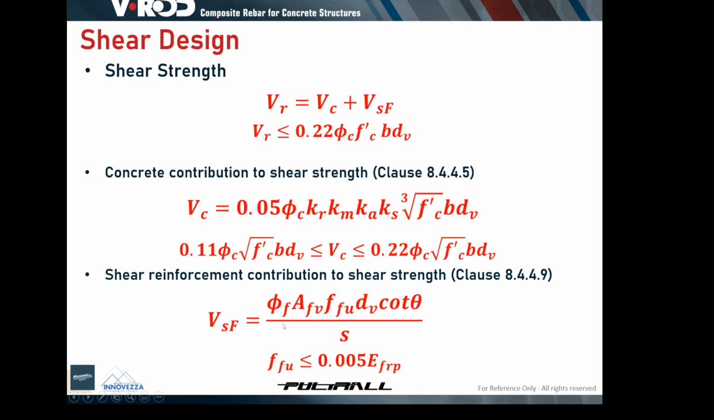Again, this is the same equation as for steel shear reinforcement, except that FF ultimate is limited to the tensile strength of the bent portion of the bent bars of the stirrups, or should be less than or equal to 0.005 of the modulus of elasticity of the GFRP reinforcement. This is to avoid cracking of the concrete when using GFRP reinforcement.